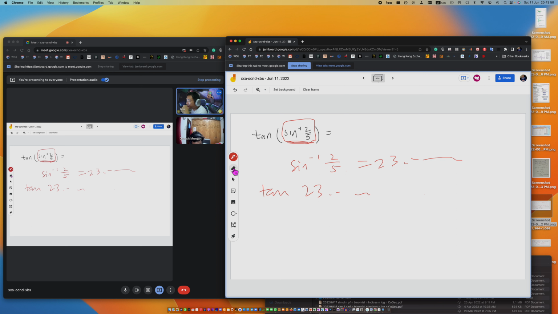So to do this question, another technique is involved. In a way, this sine inverse 2 over 5 is actually equal to, let's say, y equals to sine negative 1 of 2 over 5, right?